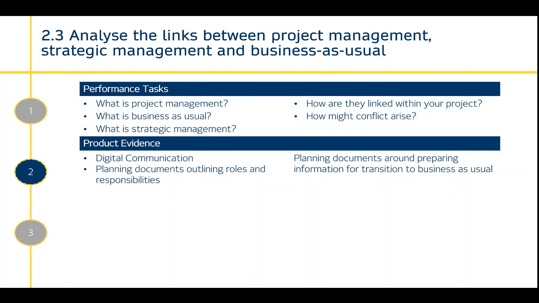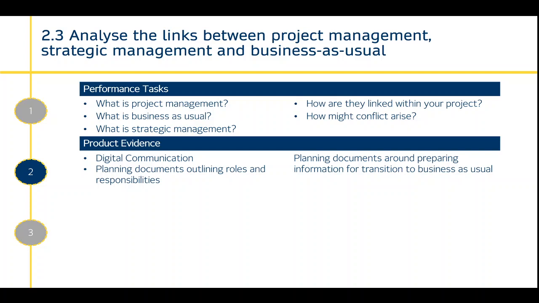2.3. Analyse the links between project management, strategic management and business as usual. This one's a bit awkward to try and get a holistic statement. What this is about is understanding the role that each of these three things play. So strategic management is all about high level, long-term decision making. So strategic management will make a decision that they'll look into the future and say, in 5 years' time we need this to happen. They'll then commission a project sponsor and a project manager to put together a project so that it is in place within that time frame.